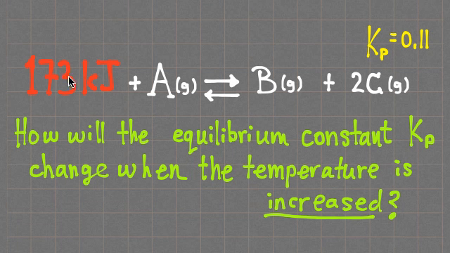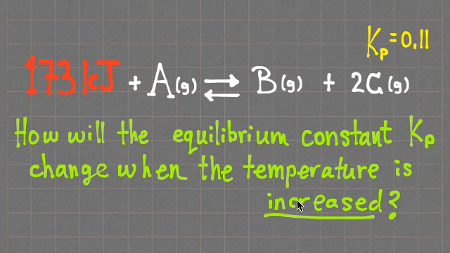And if I increase this, in a sense, I take some of this and I move forward to make more of this and more of this. So if I made more of this and more of this in the numerator of my equilibrium constant expression, then that would make this number go up larger as well.